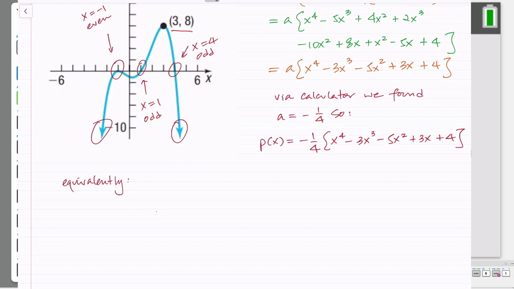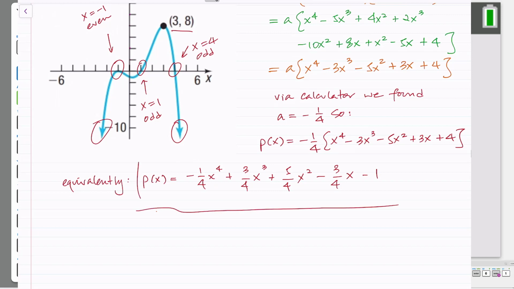if I expand that, I'm going to have as follows. I'm just distributing the negative 1/4. So I'm going to have minus 1/4 of x to the 4th. I will have positive 3/4 x cubed. I will have positive 5/4 x squared. I will have minus 3/4 of x. And then minus 1/4 times 4 would be minus 1. And so I'm going to assume that that's probably what they would want in the learning management system. I could be wrong about that, but I'm thinking that that's it.